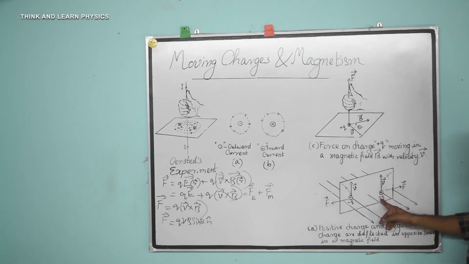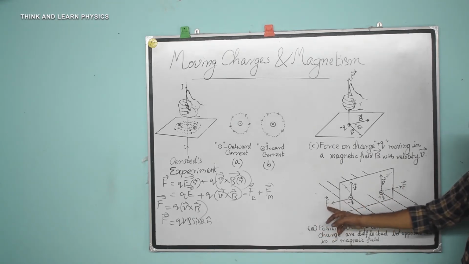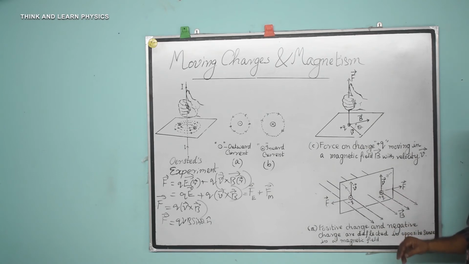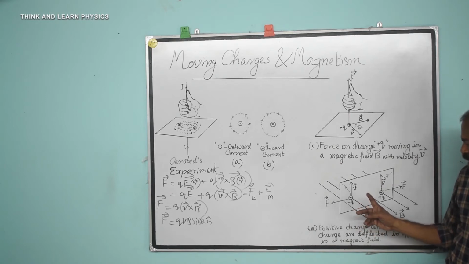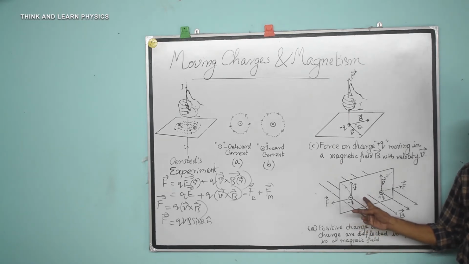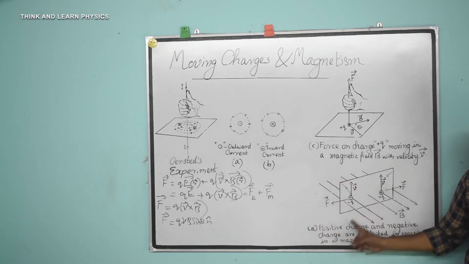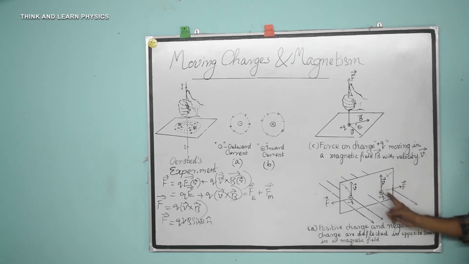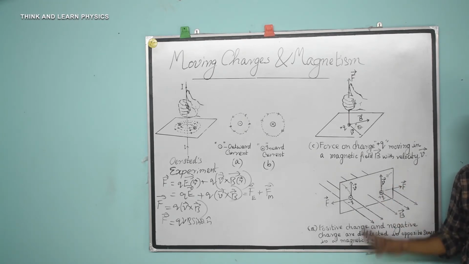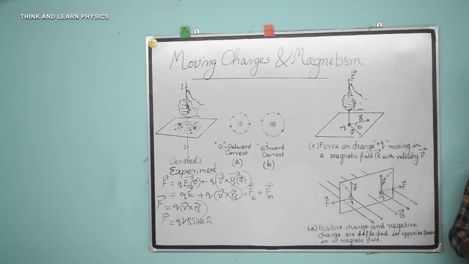Then the force acting on the positive charge will be towards right, and the force acting on the negative charge will be towards left. That means these two forces are acting in opposite directions, and so the direction of deflection will be in the opposite sense. That means here the negative charge will be deflected in the anti-clockwise direction and will trace a circle like this, but the positive charge traces a circle in the clockwise sense. So, if positive and negative charges move in the same direction in a magnetic field, then the direction of deflection of the two charges will be in opposite sense.